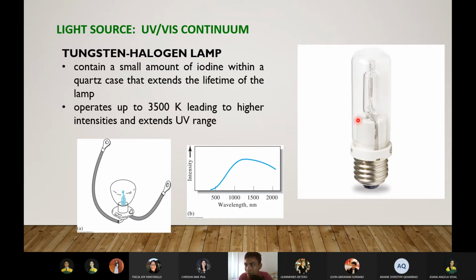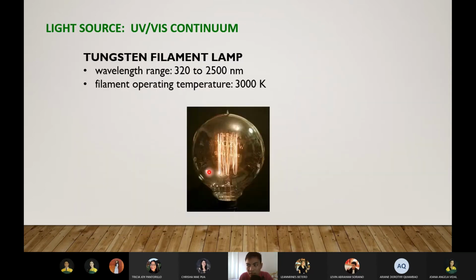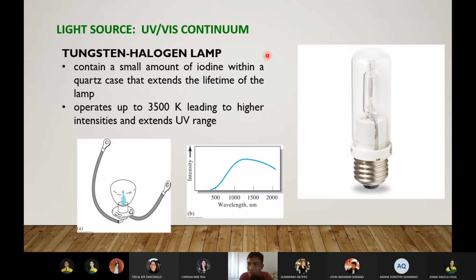Or THL. So in this tungsten halogen lamp, you still have the same tungsten material but there is halogen inside. Before, it was a vacuum, there was no air, because if there is air, the oxygen in the air can react with the metal, so it will really get damaged. But if you replace the air with halogen, for example iodine gas, then it will prolong its lifetime. So it lasts longer, it doesn't get damaged right away.